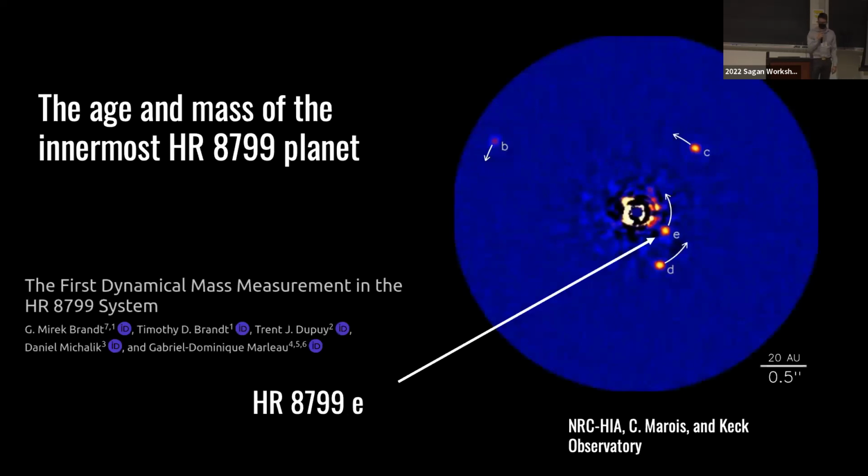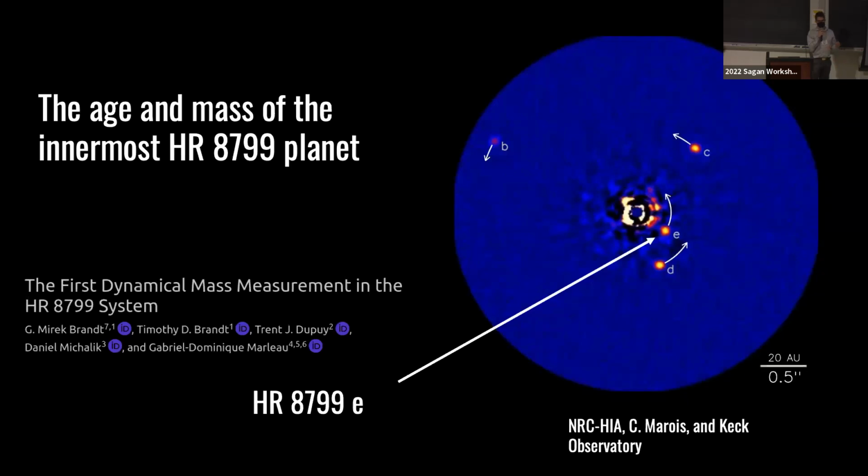So the first thing I'll talk about is HR 8799, and Jackie kind of teased us a little bit of talking about how we measured the first dynamical mass in the system, which is the mass of the innermost planet. And again, this was done by using Gaia and Hipparcos accelerations and direct imaging. And the nice thing about this study is that what we did was really, really simple.